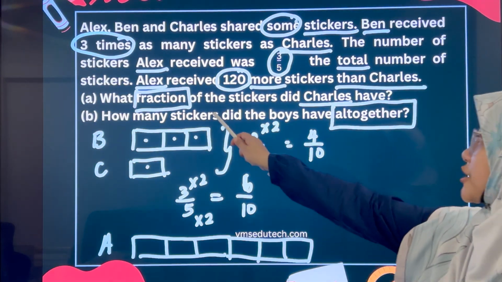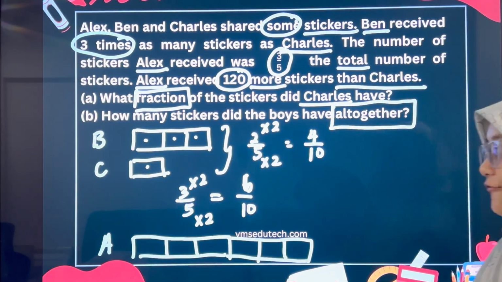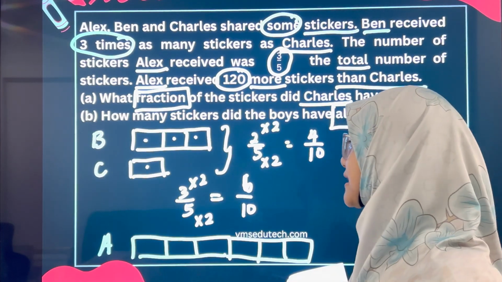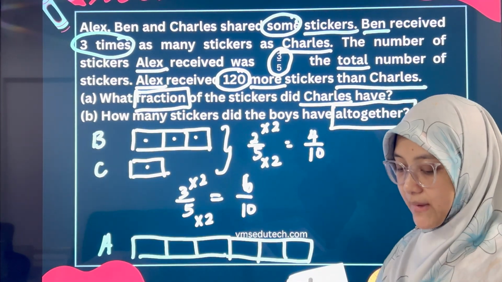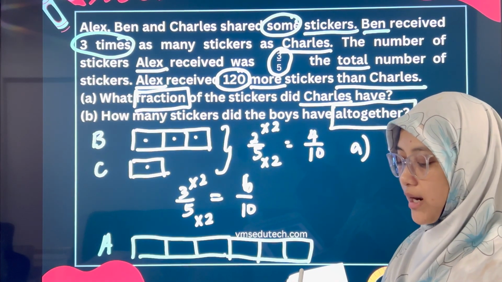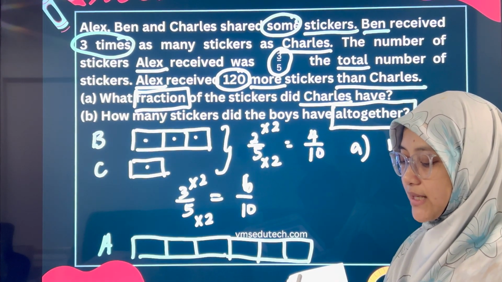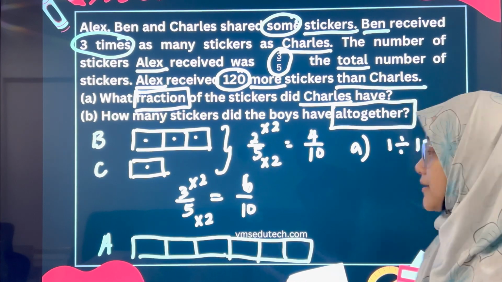Part A, what fraction of the stickers did Charles have? It's very easy for us to see that Charles has 1 unit out of total 10 units. So part A, 1 divided by 10, that gives us 1 out of 10.